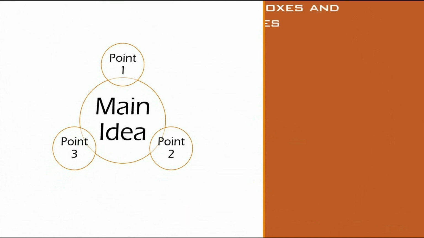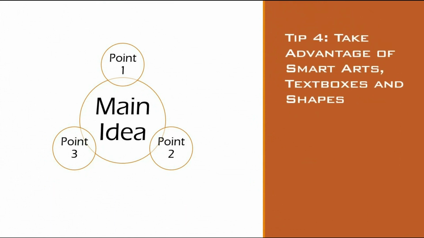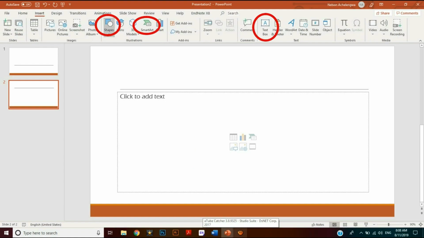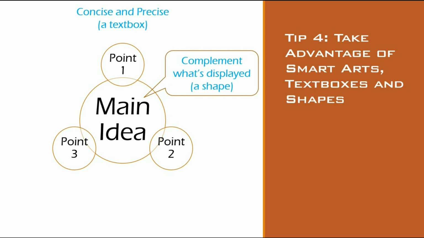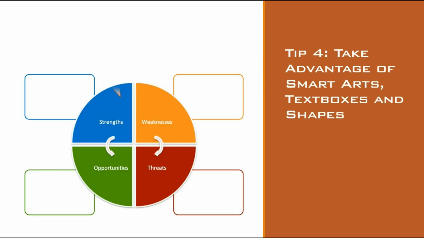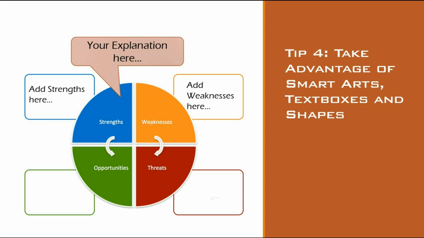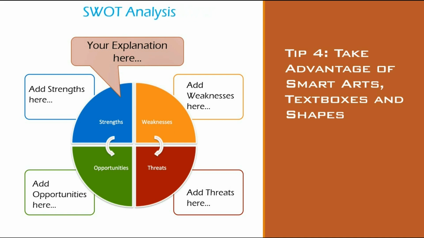Make efficient use of text boxes, shapes, and smart art graphics. All of these are under the Insert tab. Text boxes and shapes are used to carry concise and precise text to complement whatever is displayed on a slide. It could be to explain a diagram, image, or concept. Shapes are also used to create diagrams, processes, or flowcharts. It does take time though.